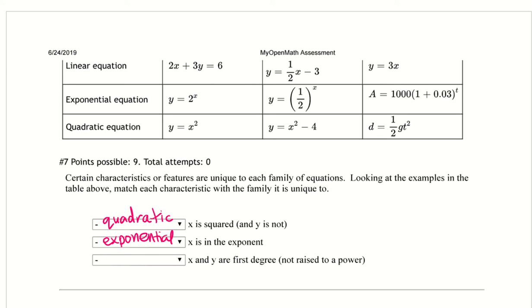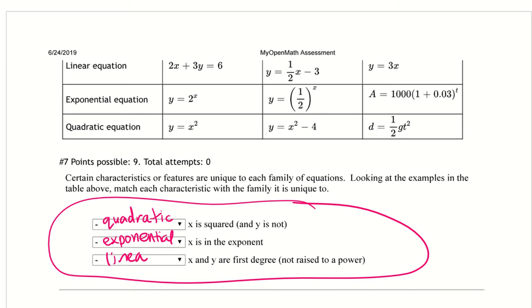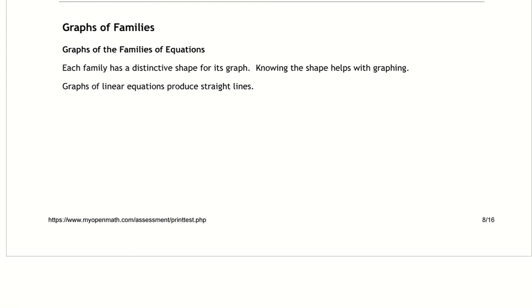And then if there are no variables, no powers, then it's linear. So these are the key differences that we'll need to remember for the rest of the modules. Once we can identify the family, we can figure out which graph. So linear equations are going to produce straight lines, and it's either going to be going up if it's positive or going down if it's a negative slope. We'll talk about slope later.